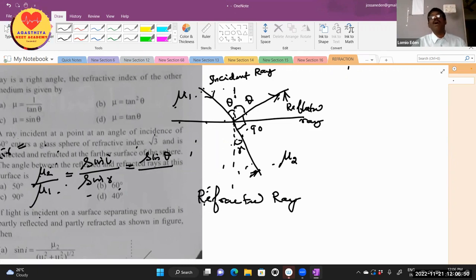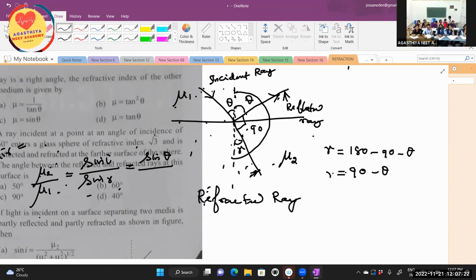What is sin r? How to find this? See, all of you listen here. From this line to this line, the total angle is 180. Therefore, how to find the angle of refraction? Subtract 90 and theta from 180, isn't it? Correct? When we subtract everything, we get the refraction angle. What is that value? 90 minus theta. Correct? Okay.